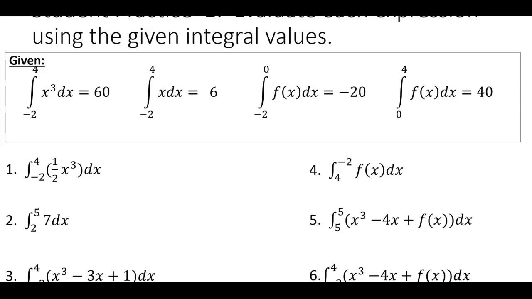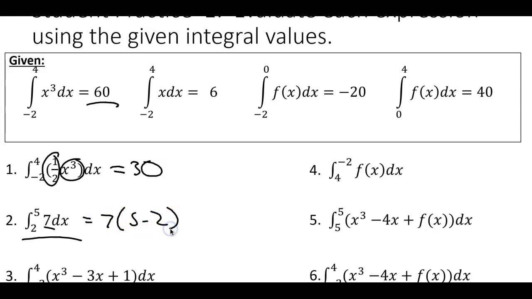So for number 1, you guys, we know what the integral of x cubed is from -2 to 4. It's 60, right? But it's being multiplied by half, so that's 30. Okay? For number 2, we have a number there, and we have just a number. That's property 6. So we would do 7 multiplied by 5 minus 2.